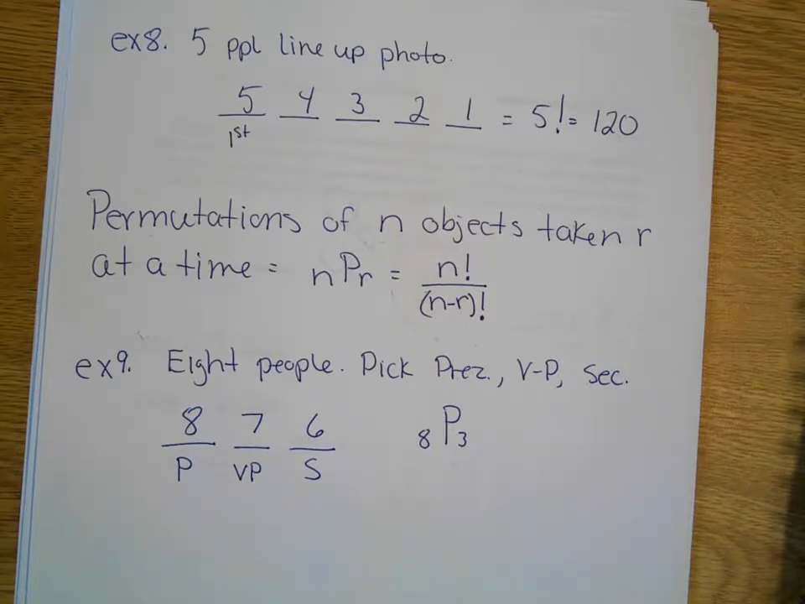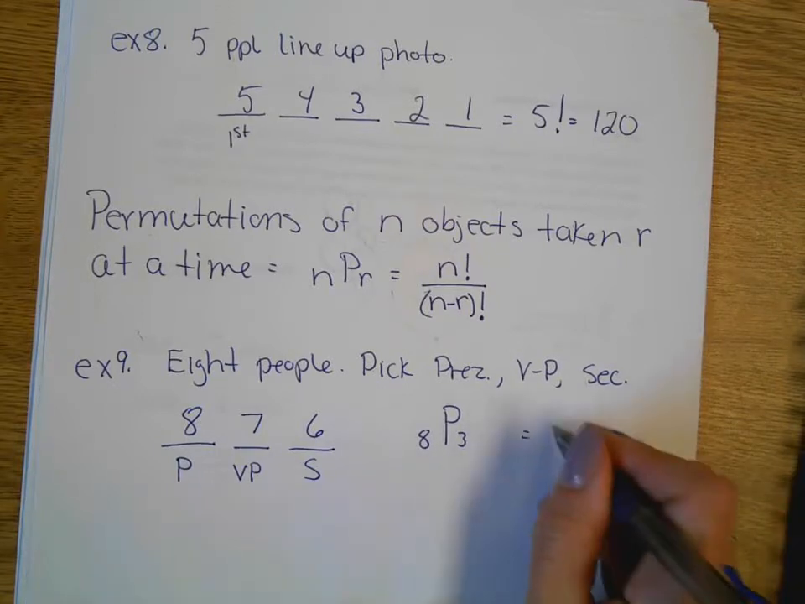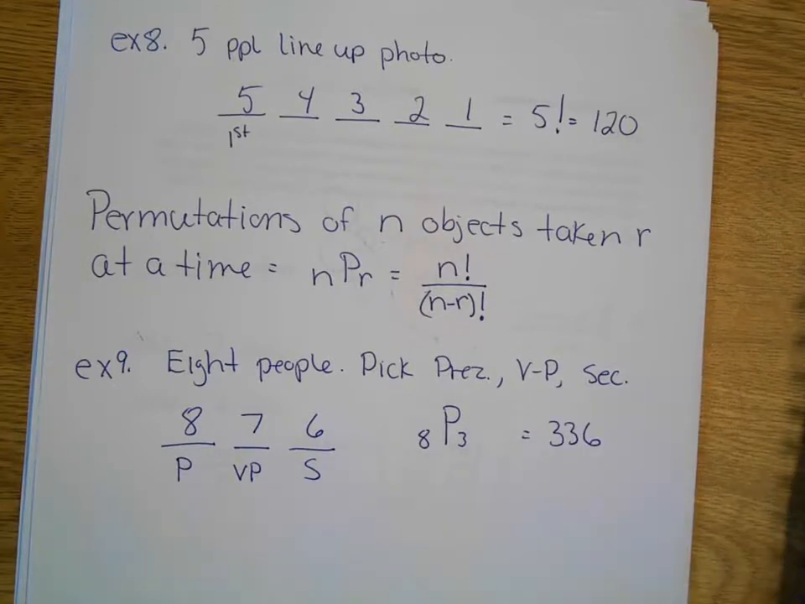How do you do it if maybe one position, like you have 8 people, you have 1 person for president, 1 person for vice president, but then say you have 3 secretaries?